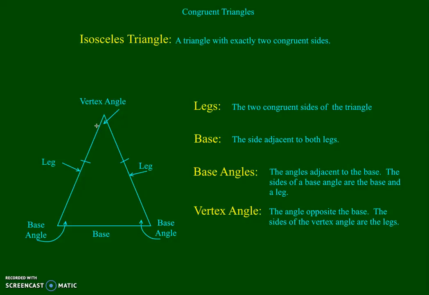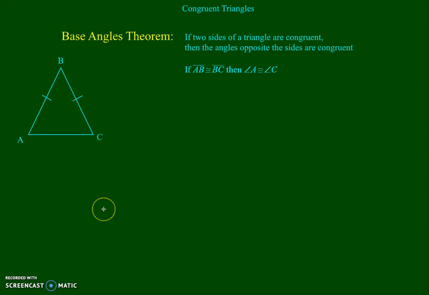Now we want to look at what happens in relation to these legs and these base angles. The theorem that relates the legs of an isosceles triangle and the base angles is called the base angles theorem. And it says if two sides of a triangle are congruent, then the angles opposite those sides are congruent. So since AB is congruent to BC, then angle A must be congruent to angle C. So let's do a proof of this theorem to see how this thing actually works.